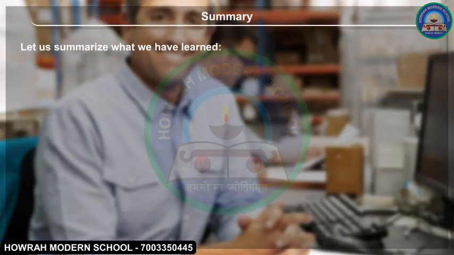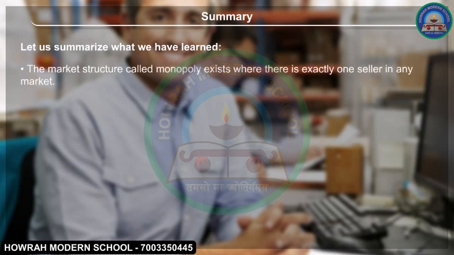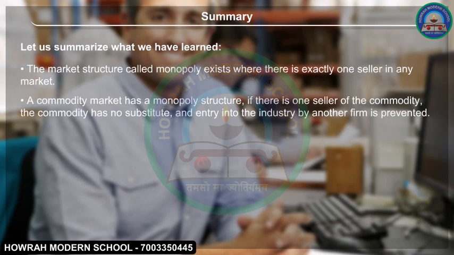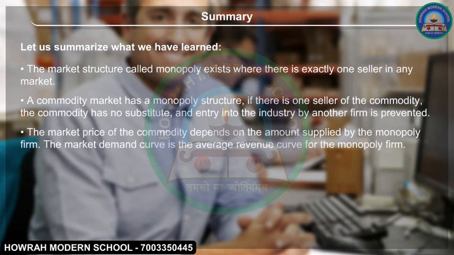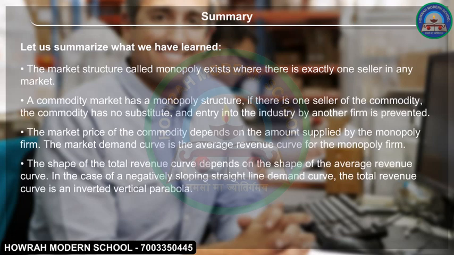Summary. Let us summarize what we have learned. The market structure called monopoly exists where there is exactly one seller in a market. A commodity market has a monopoly structure if there is one seller of the commodity, the commodity has no substitute, and entry into the industry by another firm is prevented. The market price of the commodity depends on the amount supplied by the monopoly firm. The market demand curve is the average revenue curve for the monopoly firm.